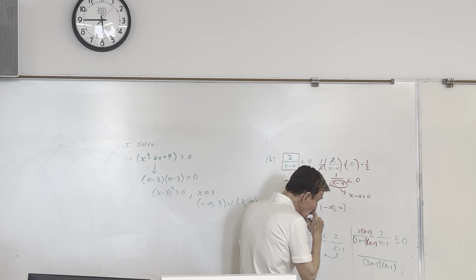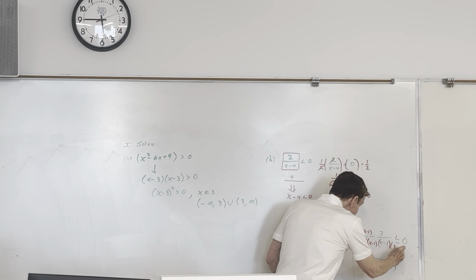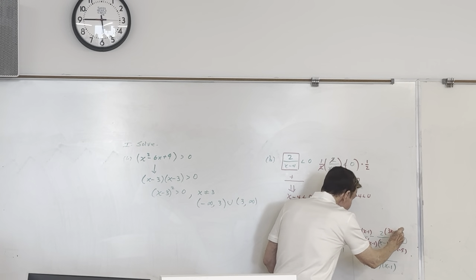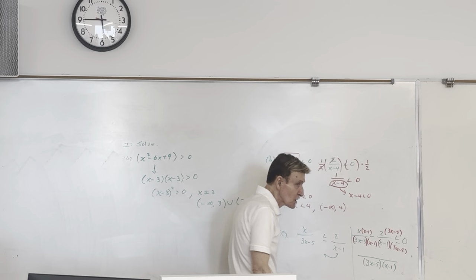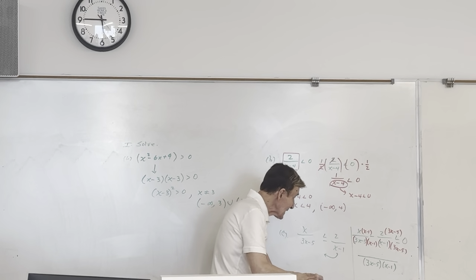The second fraction is missing the 3x subtract 5. I put it in. Now everything is good. Everything's over the same denominator. Now let's clean up those numerators.